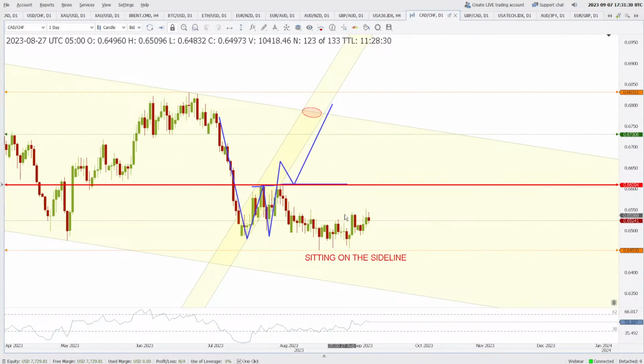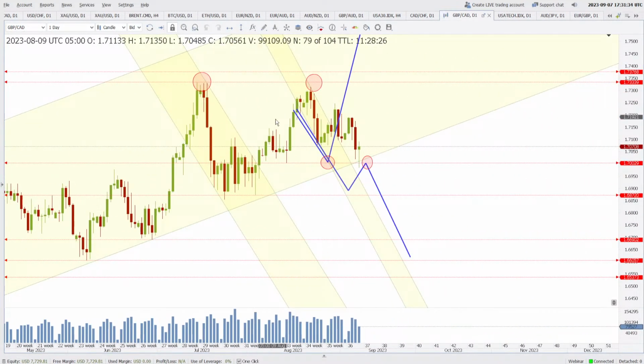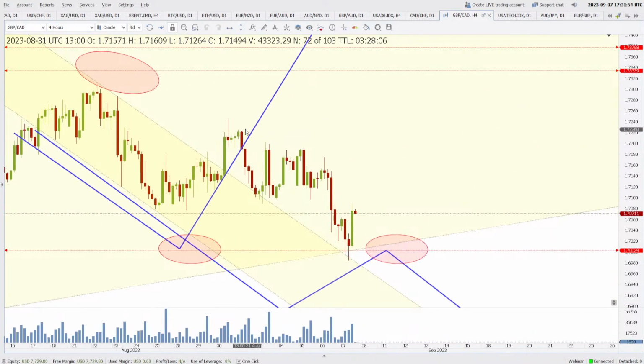CAD CHF is going nowhere, so I am not talking about this one. GBP against the Canadian dollar is falling, and finally it has broken through this crucial low of 1.7002. Although there is buying, this buying doesn't have volumes, that is a problem. When there is buying at the lower levels at huge volumes, that is okay, but when there is buying and there are no volumes, that causes a concern.